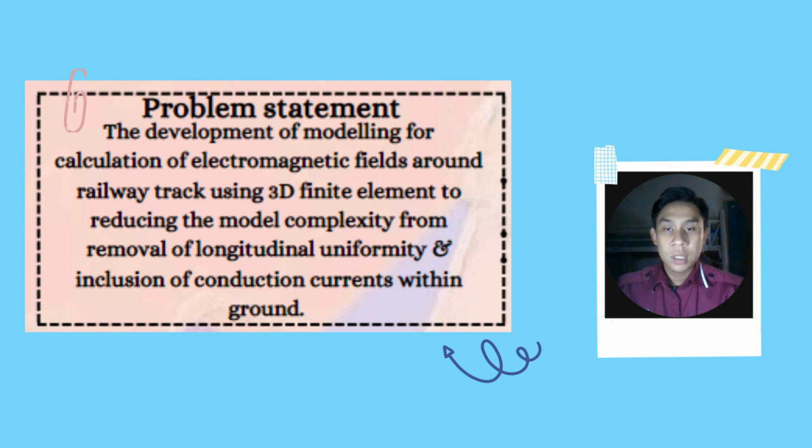The problem statement for this study is the development of modeling for calculation of electromagnetic field around the railway track using 3D finite element, reducing the model complexity from removal of longitudinal uniformity and increasing of conduction current within ground.